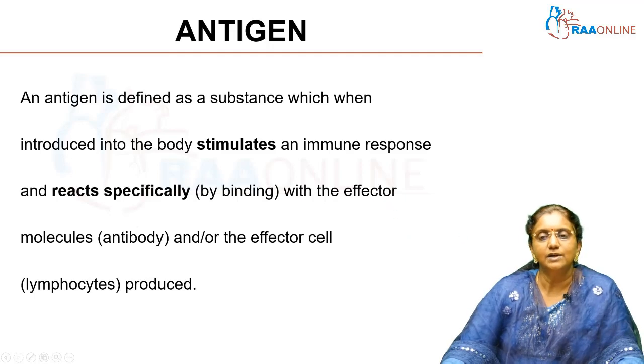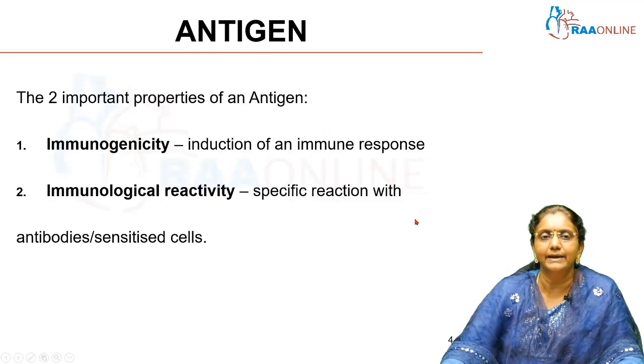First, coming to the definition, an antigen is defined as any substance which, when introduced into the body of a host, be it a human being or an animal, stimulates an immune response and also reacts specifically by binding with the effectors. It can be the effector molecule, which is an antibody, or the effector cell, which is the lymphocyte, or both. So it is a substance which stimulates an immune response and reacts specifically with the product of the immune response. That is an antigen.